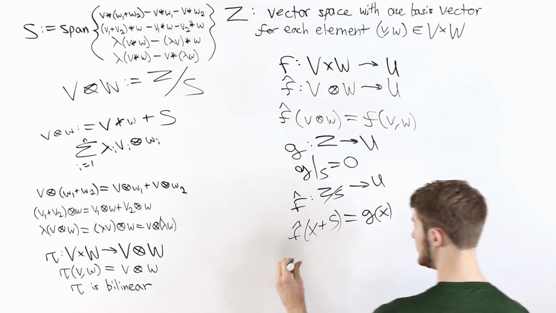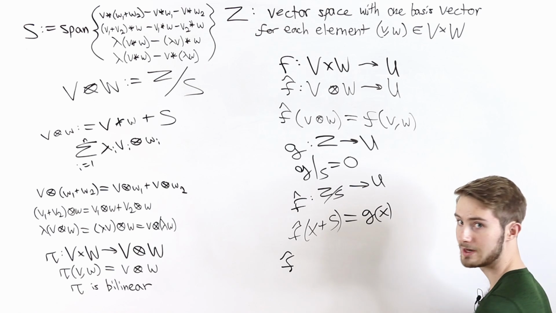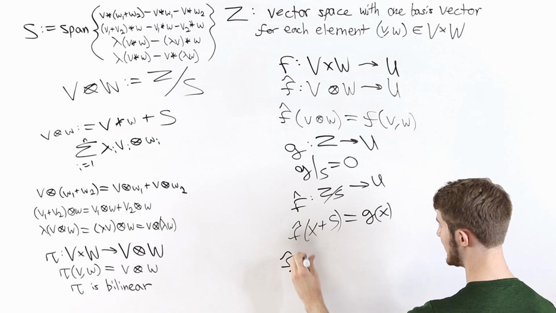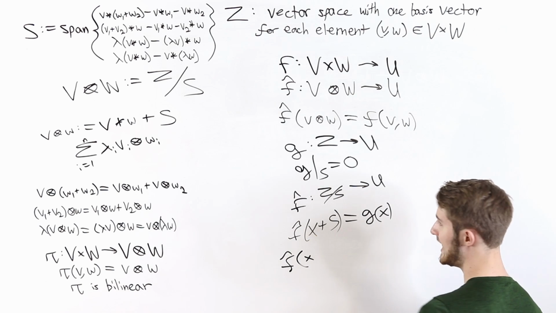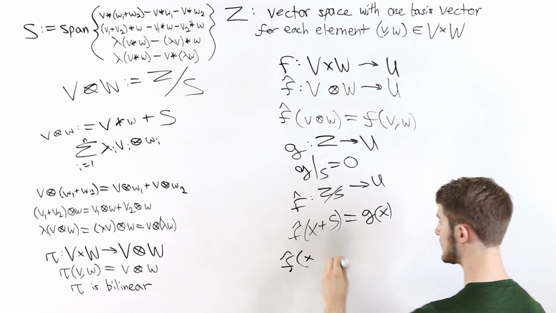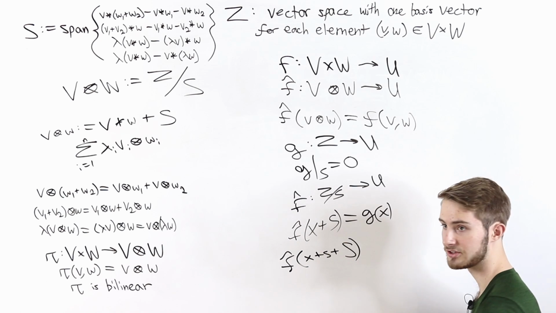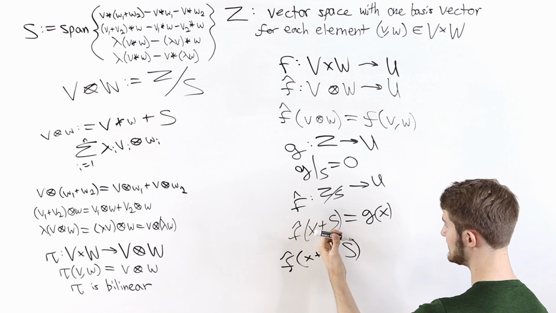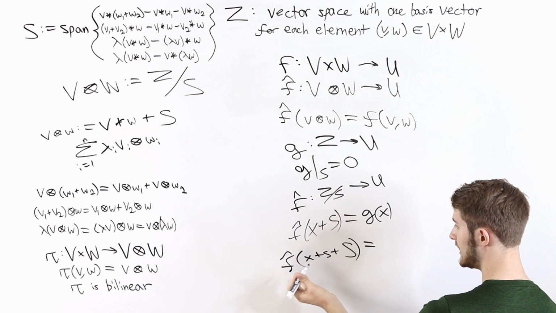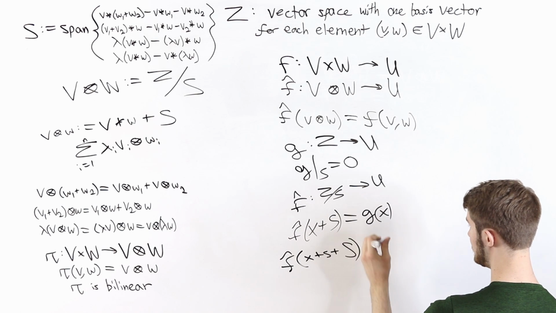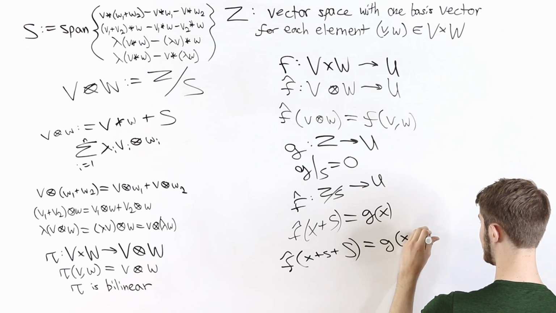The reason for that is, let's say we look at a different coset representative, some representative other than x. Well, if x plus S is the coset we're considering, then every coset representative is going to look like x plus little s for some little s that's in the subspace. And f hat of x plus S, by definition, that's g of x plus s.